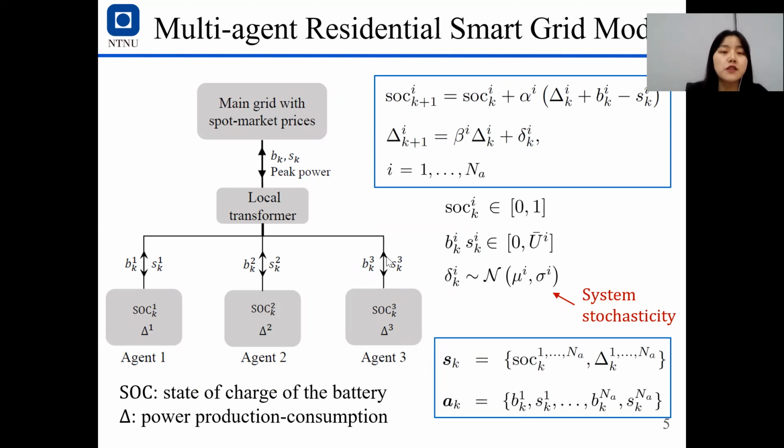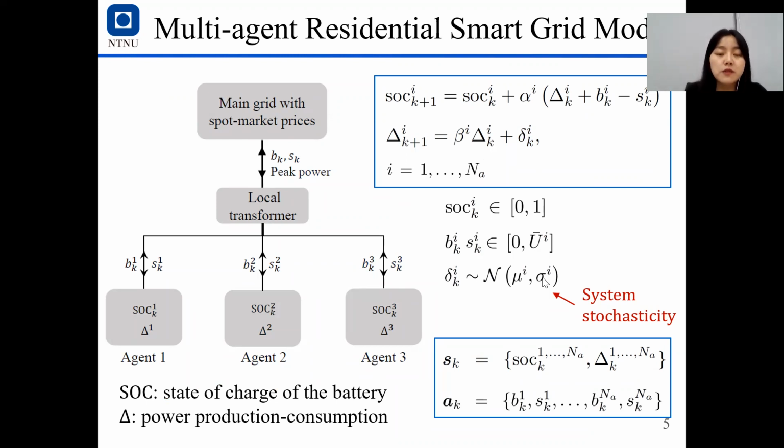The figure shown here is a typical three-agent residential smart grid model. The SOC here is the state of charge of the battery, and delta is the power production-consumption. i equals 1 to N_A means we have N_A agents. B here is the amount of buying power from the grid, and S here is the amount of selling power to the grid. The local power production-consumption is assumed to be a random walk model here with some stochastic delta. So you see delta is based on a Gaussian distribution with some mean and covariance.